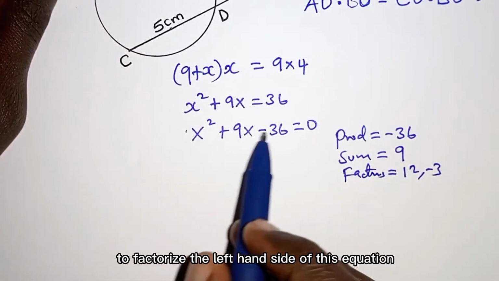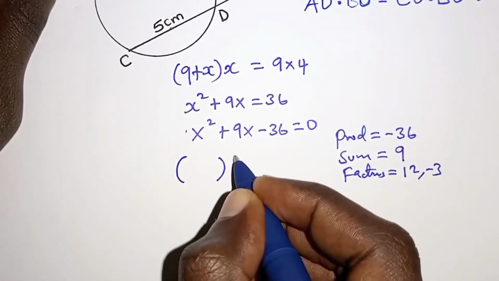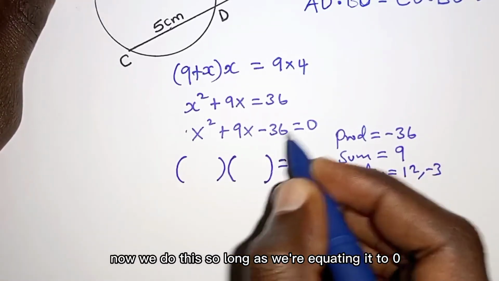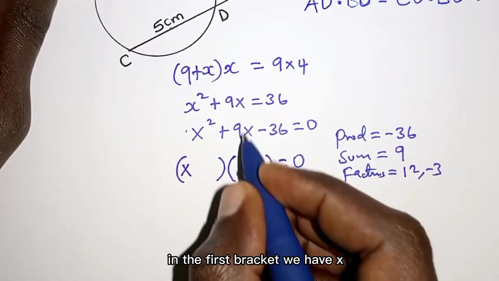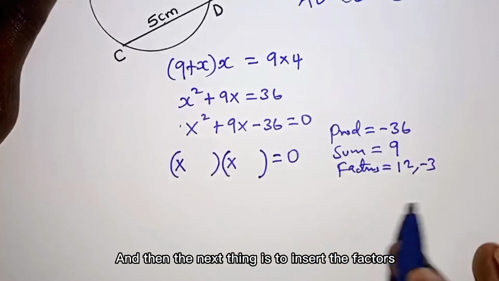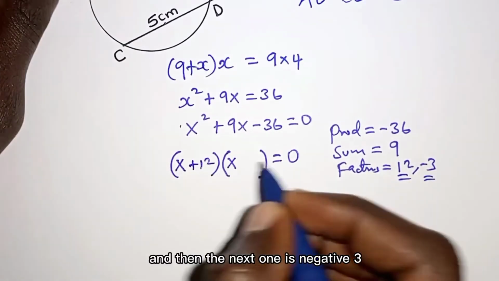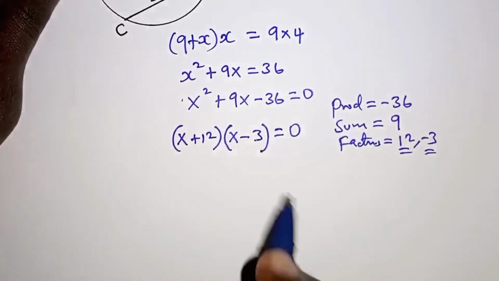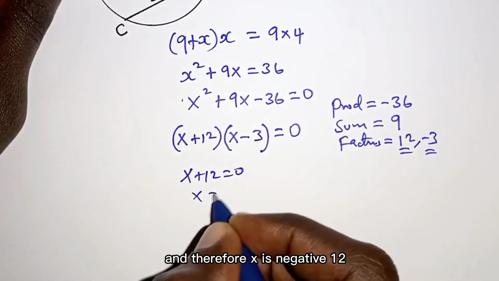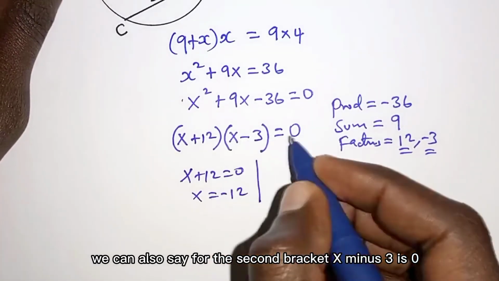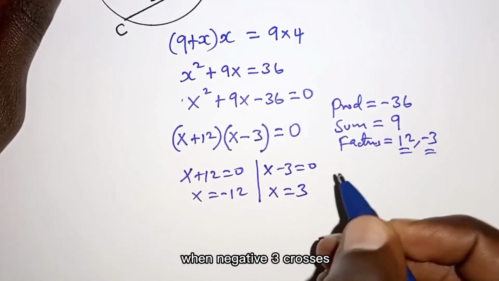So using this to factorize the left hand side of this equation, we'll have to write two brackets. Now we do this so long as we are equating it to 0 on the right hand side. So in the first bracket, we have x, and the second bracket also x. And then the next thing is to insert the factors we've determined in the remaining spaces. So here we have positive 12, and then the next one is negative 3. So from this, we can say for the first bracket, x plus 12 is 0, and therefore x is negative 12. We can also say for the second bracket, x minus 3 is 0, and therefore x is equal to 3 when negative 3 crosses.